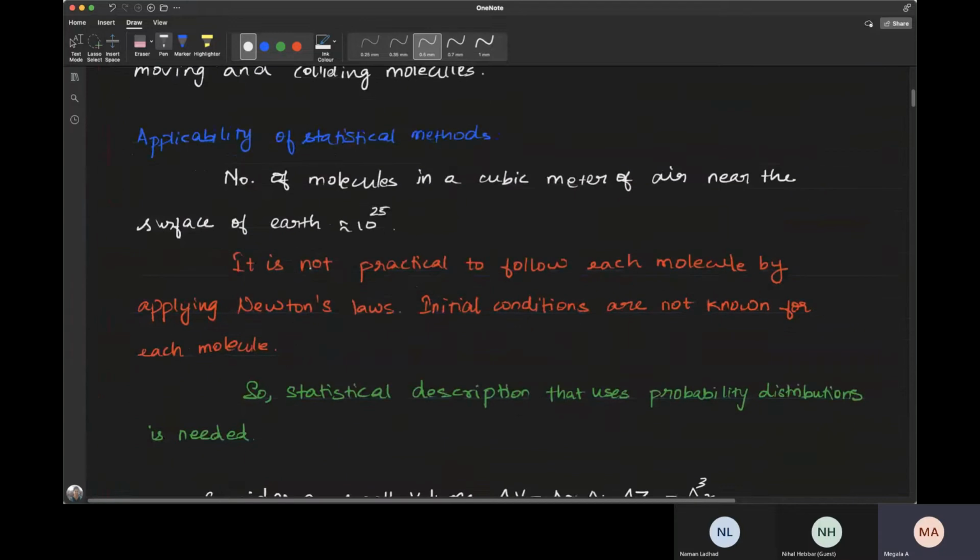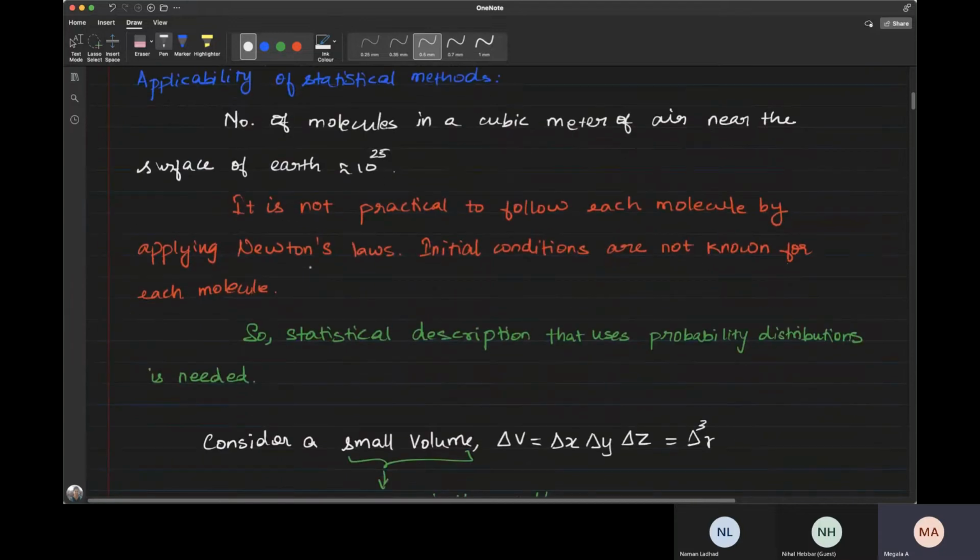And next is applicability of statistical methods. So let's consider a small cubic meter of air near the Earth's surface, and in that cubic meter, you will be having approximately 10 to the 25 number of molecules. So we have so many molecules, and it's not practical for us to follow each molecule separately. For each of them, we'll have to apply Newton's laws, and we'll have to apply initial conditions to solve for the next position or the future velocity of a particular molecule.